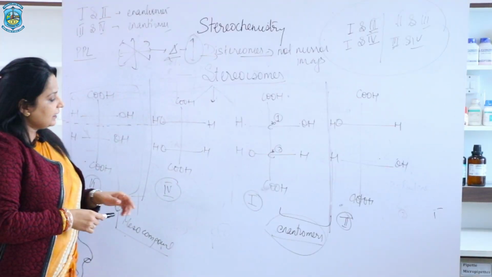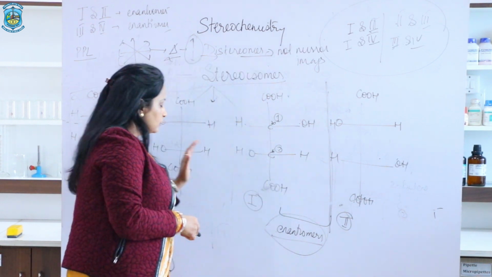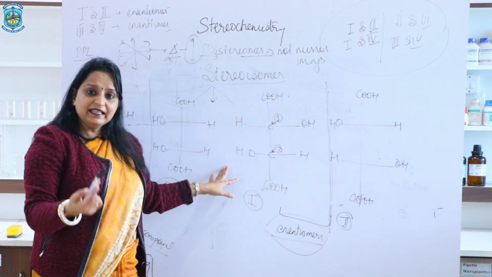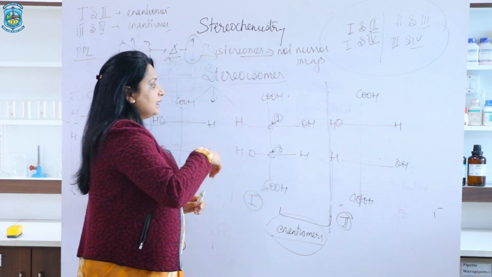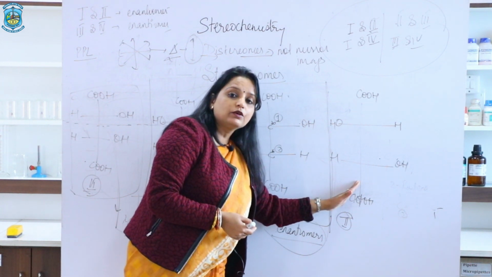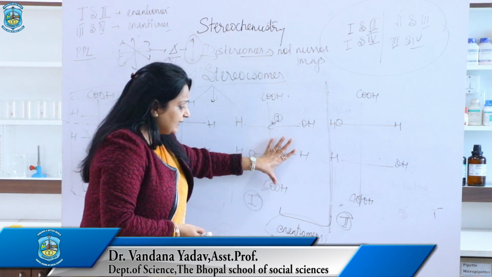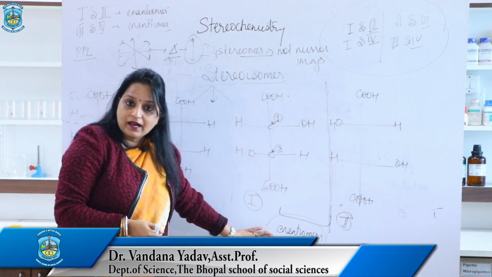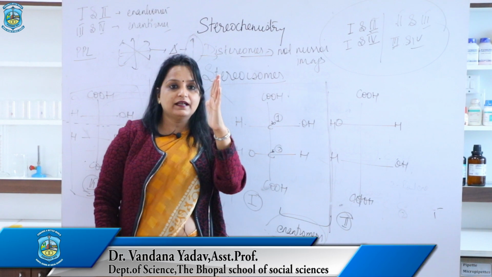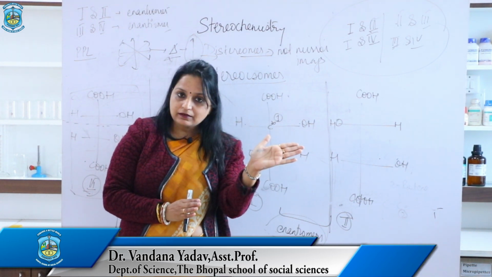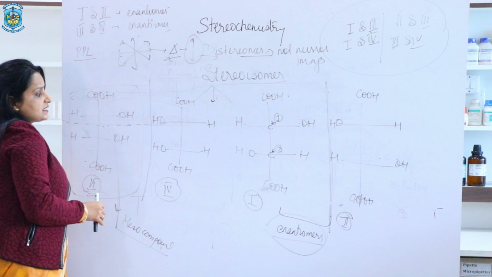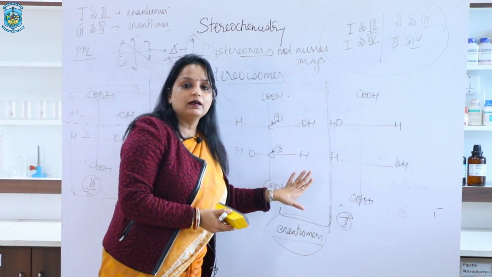So, let us have a look at structure 1 and structures 2, 3 and 4. If, for example, structure 1 rotates the plane polarized light towards the right hand side, then being its mirror image, the other structure will rotate it towards the left hand side. So, I can categorize that enantiomers are optically active because they rotate plane polarized light either towards left or towards right. So, enantiomers are optically active compounds.